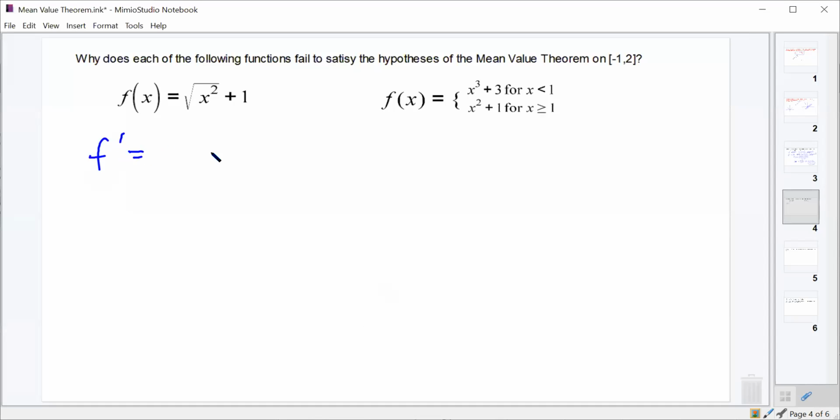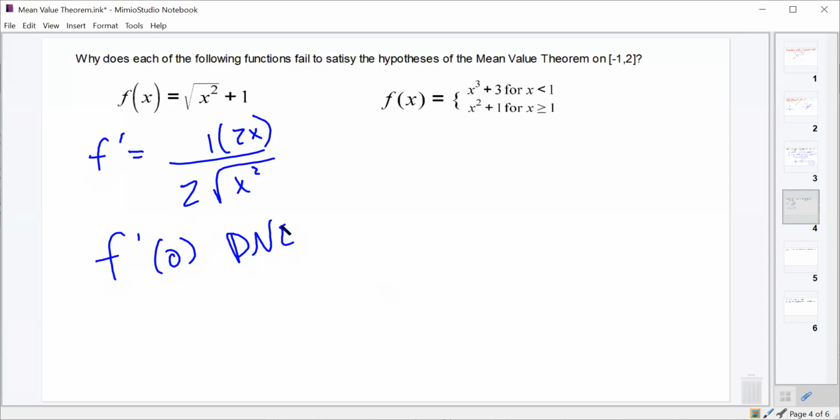F prime is 1 over 2 root x squared times the derivative of root x, times the derivative of x squared, which is 2x. And clearly 0 can't be plugged into that. And so f prime of 0 does not exist, and therefore the derivative doesn't exist on that interval from -1 to 2. Everybody agree with that? So that one fails to satisfy the part about the derivative.